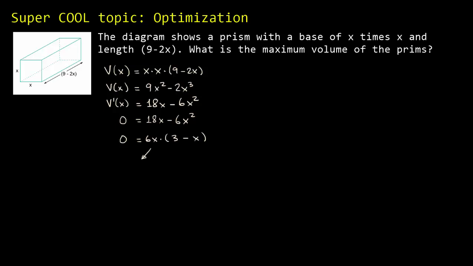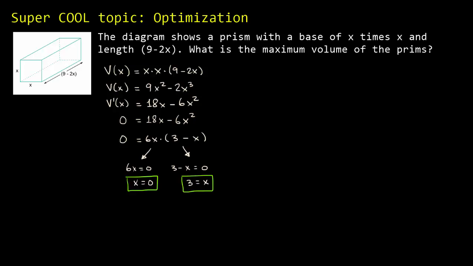The first one will be 6 times x equal to 0, and then of course x equal to 0. For the next one, 3 minus x equal to 0, so x equal to 3. So in a sense, we have 2 critical points.